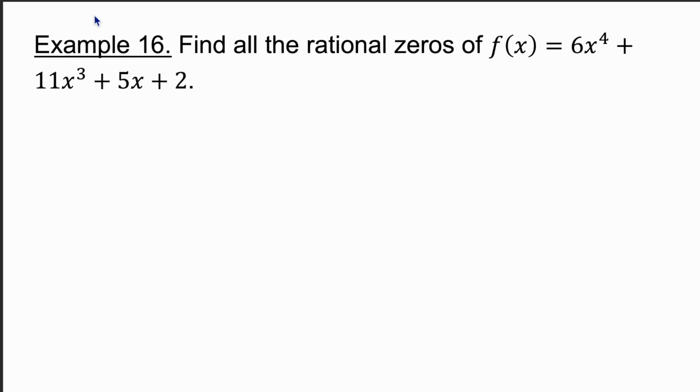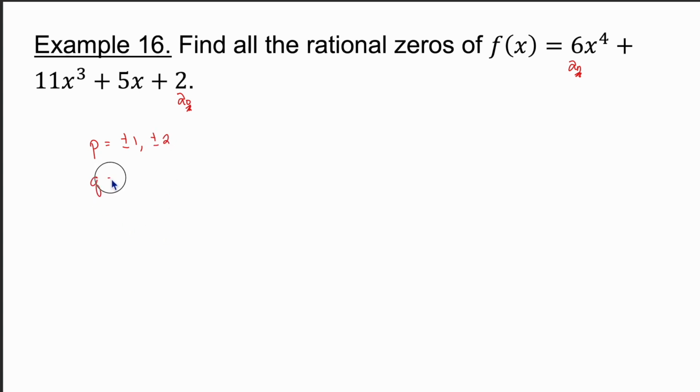Find all the rational zeros of f of x equals 6x raised to 4 plus 11x cubed plus 5x plus 2. First na gagawin natin, identify muna natin ano yung a sub 0 at a sub n. This is our a sub 0, yun yung constant, at yung leading coefficient, yun yung ating a sub n. So, ano yung p natin? Yun daw lahat ng factors ng a sub 0 or ng 2. That is plus or minus 1 and plus or minus 2.